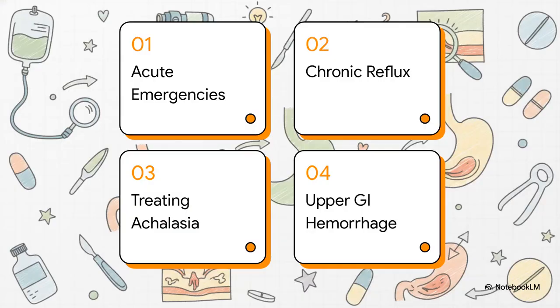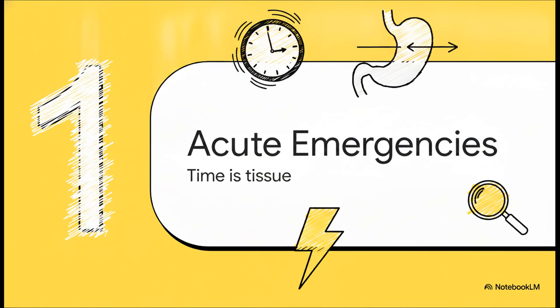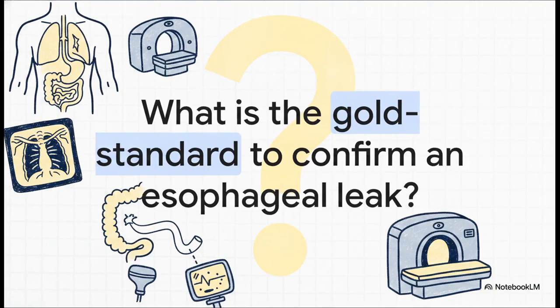Here's our roadmap for today. First, acute esophageal emergencies. Then, chronic reflux and hypersecretion. Third, diagnosing and treating achalasia. And finally, upper GI hemorrhage management. Let's jump right in. Section 1. Acute esophageal emergencies. Okay, imagine this.